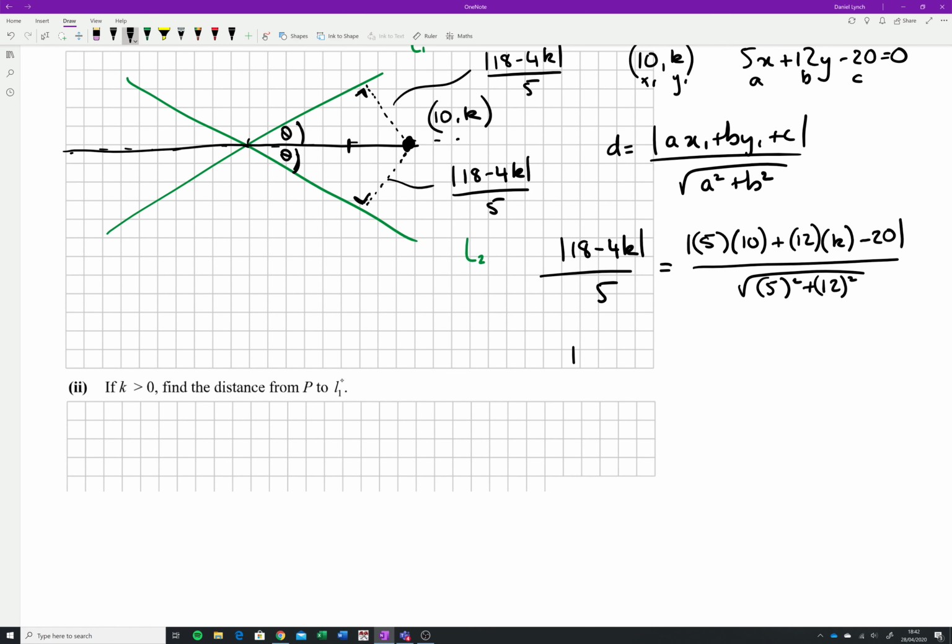Okay, so what do we have? We've the absolute value of 18 minus 4k, that clear, over 5 is equal to the absolute value of, I'm going to skip ahead here. You can see that it's going to be 5 by 10, that's 50, minus the 20 that's over there. So 50 minus 20, we're looking at 30 plus 12k. And down on the bottom, that's going to be 25 plus 144, that's 169, square root of 169, everybody knows is 13, famously, no doubt. So that is what we have there.